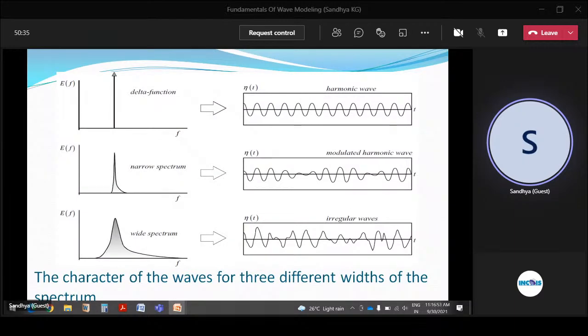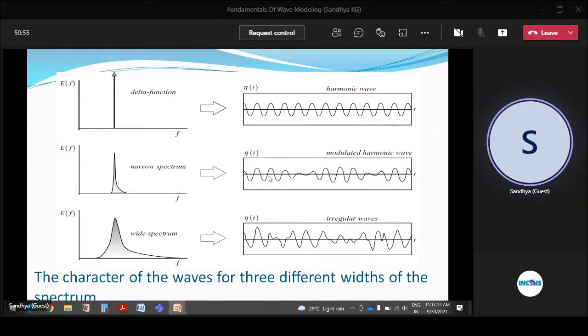Now, for your better understanding, this is a pure harmonic wave. This harmonic wave will have a delta function as a spectrum. Here you see this is a one-dimensional frequency and energy. So this is the distribution of energy over various frequencies. Here there is only one frequency corresponding to this harmonic wave.